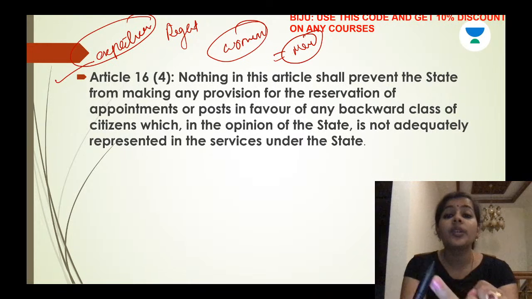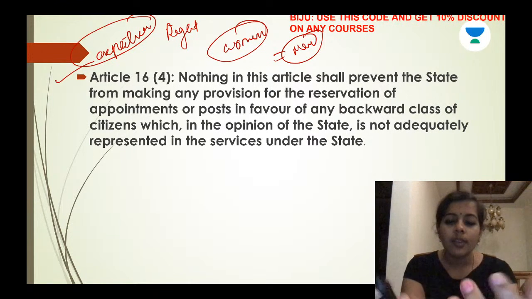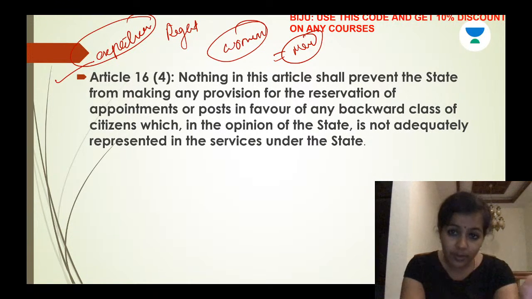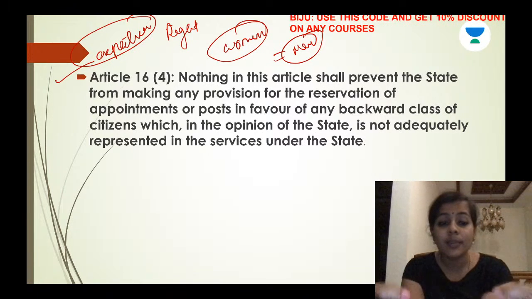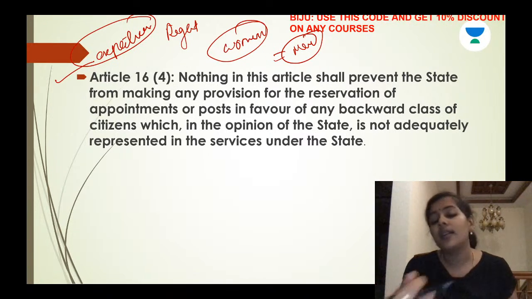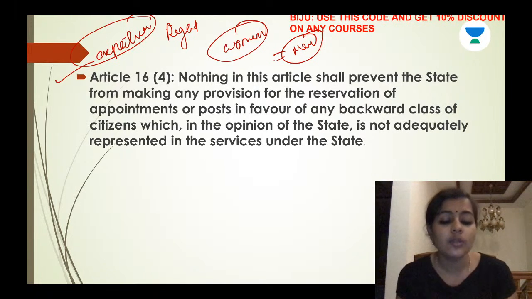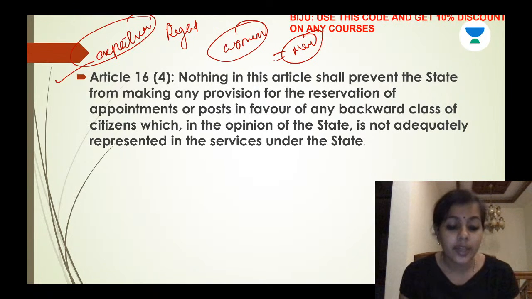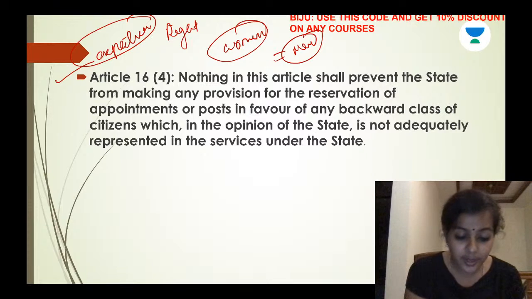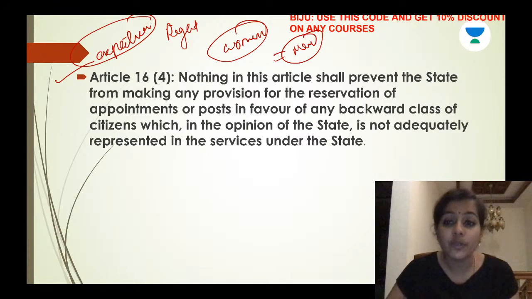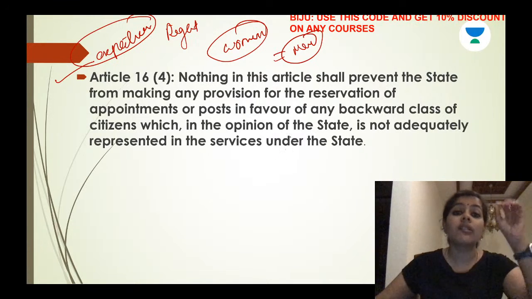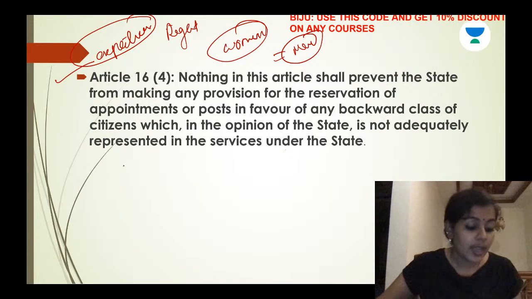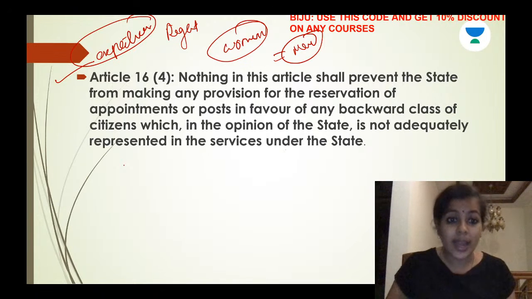And reservation for appointments. Backward class people and SC/ST people should be given special privileges. Why? They are considered the downtrodden of society. To bring them to the forefront, you have to give reservation. And other exceptions here are, if I'm going fast, let me know.